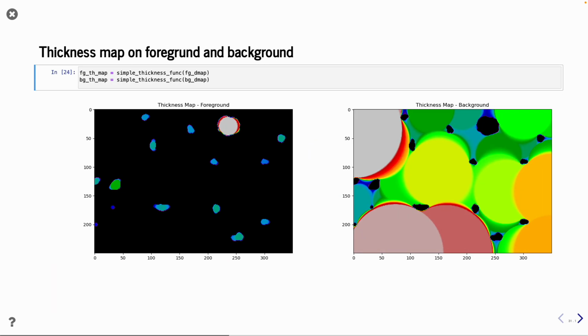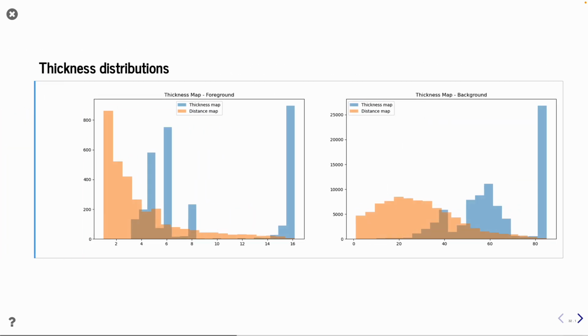I'm not going into the steps, but more looking now at what it looked like on the bone image. Within the objects, it's not telling you so much maybe, but when you look at the background, you can tell more about how separated these objects are. And looking at the histogram of these, you can see that the distance map is much more weighted towards the small values, whereas the thickness map is better at actually pinpointing how large these objects are.